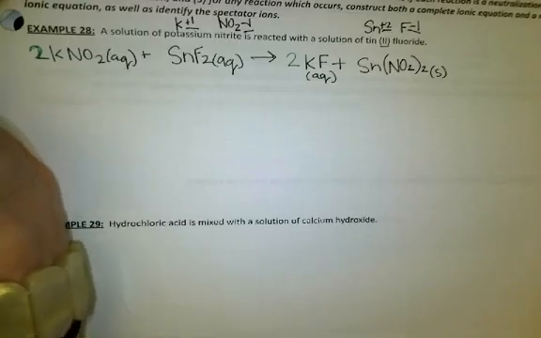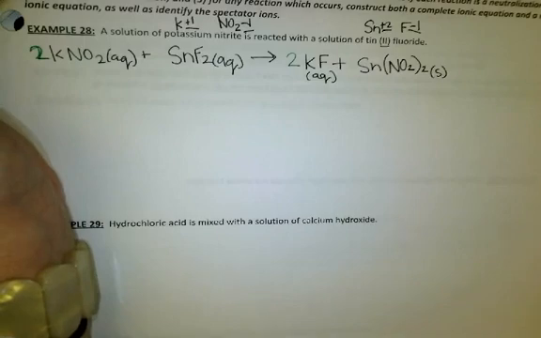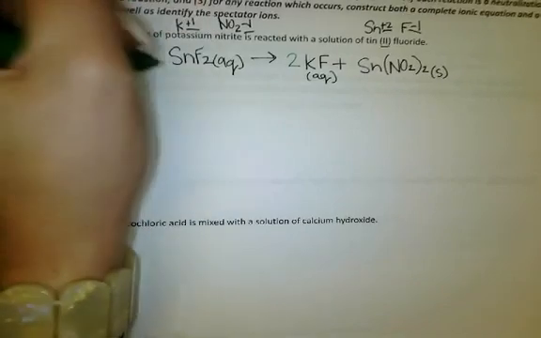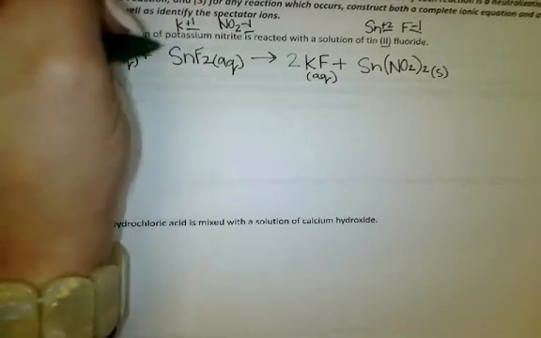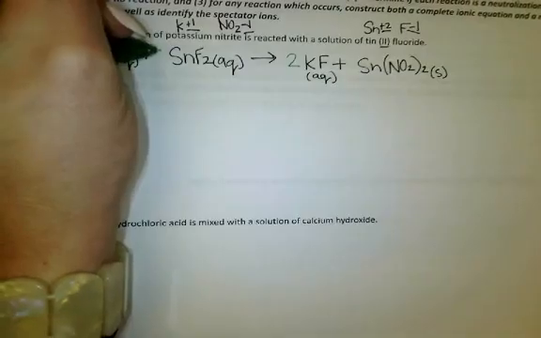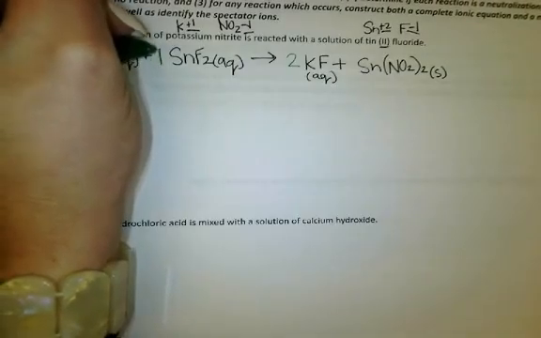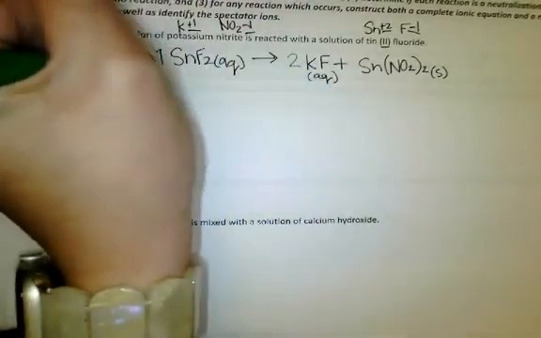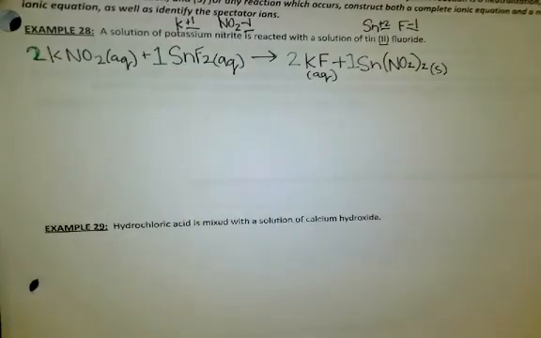So, what goes in front of the tin II fluoride? What number? 1. Okay. There's an understood 1. If there's a blank there, there's an understood 1 there. Do not tell me there's 0. If there was 0 tin II fluorides, this reaction would not occur. You're telling me it's not even there. So, there's at least 1.